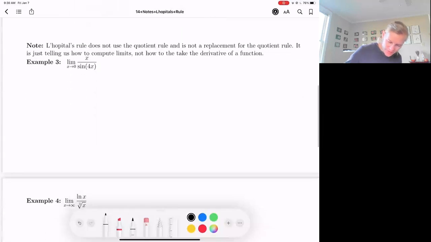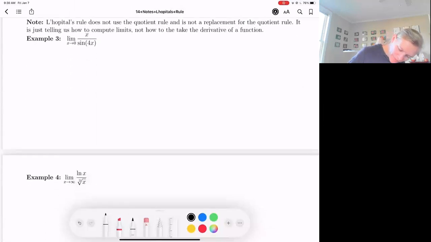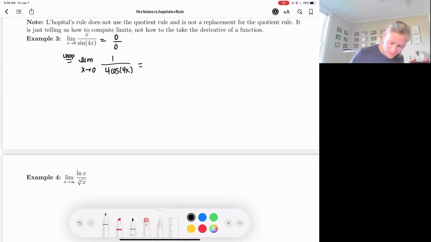Okay, so let's keep going. So hopefully you've tried these. So in this one, I get 0 over 0 when I plug 0 in. So I can use L'Hopital's rule. When I use L'Hopital's rule here, the derivative of x is 1. To take the derivative of sine of 4x, I need the chain rule, and I get 4 cosine of 4x out. Now when I plug in 0, cosine of 0 is 1, so I just get 1/4 out.